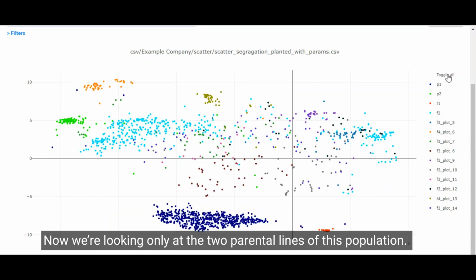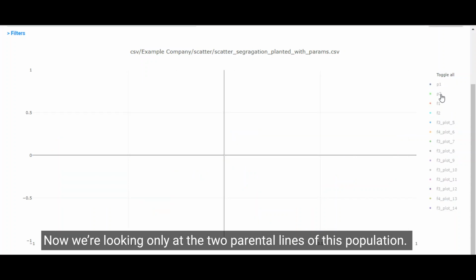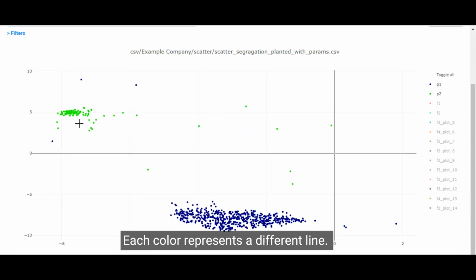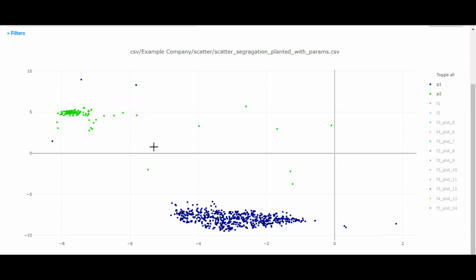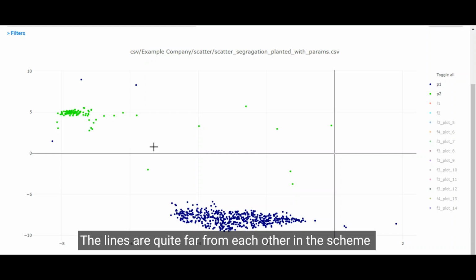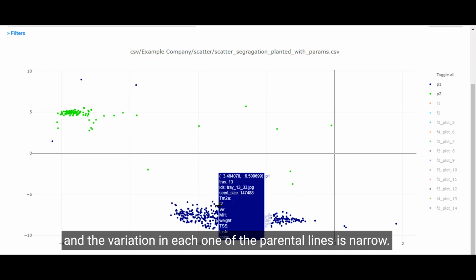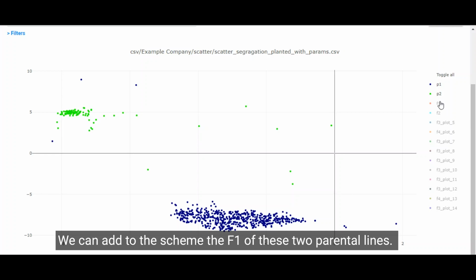Now we're looking only at the two parental lines of this population. Each color represents a different line. The two lines represent different sets of genetic traits: fruit size, small versus big, fruit color, fruit taste, and more. The lines are quite far from each other in the scheme, and the variation in each one of the parental lines is narrow. We can add to the scheme the F1 of these two parental lines.